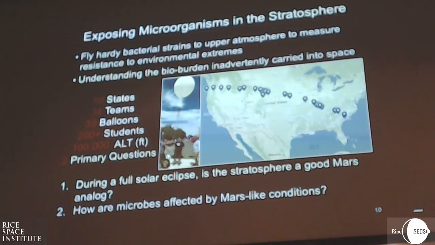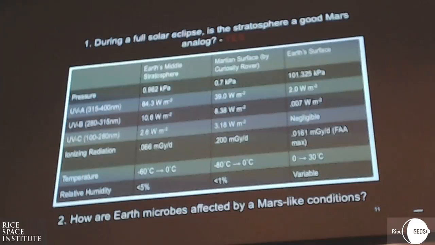So, during a full solar eclipse, is the stratosphere a good Mars analog? At 20 kilometers, what is the temperature and pressure, and how does that compare to Mars? And then what kind of bacteria would we use? So the answer to the first question is, yeah, it really turns out to be a great environment. You can see in the table, the pressure at altitude is very much like the Mars pressure that Curiosity observes. Also, the UV broken up in these three bands matches really pretty well, far better than what's on the Earth in all of these areas.